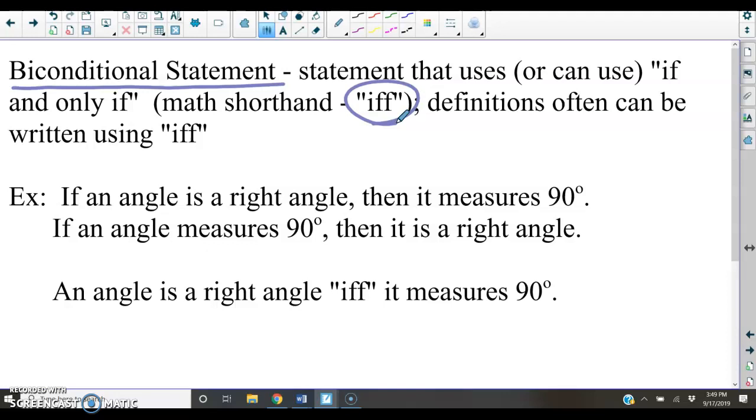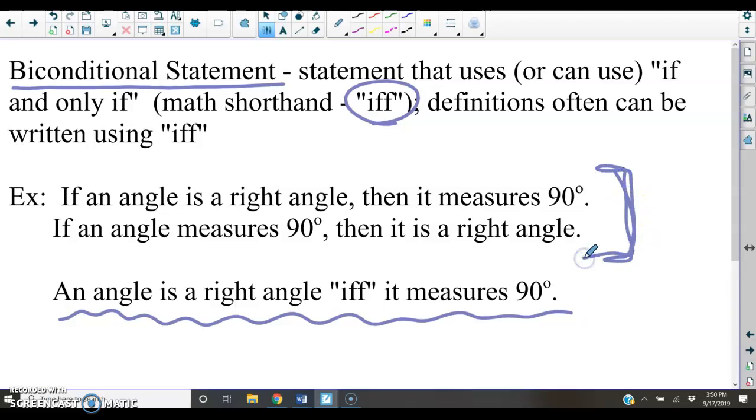If an angle is a right angle, then it measures 90 degrees. Also true is if an angle measures 90 degrees, then it is a right angle. Look how nice that is as a biconditional. An angle is a right angle if and only if it measures 90 degrees. The if and only if, the biconditional, puts these two in one statement. So anytime you have a definition, you might want to consider writing it as a biconditional and use if and only if.